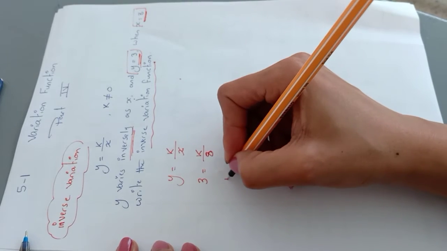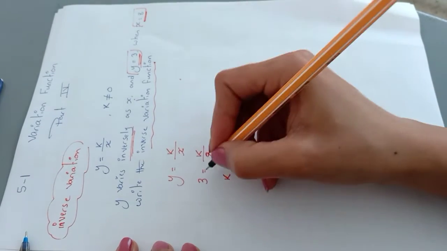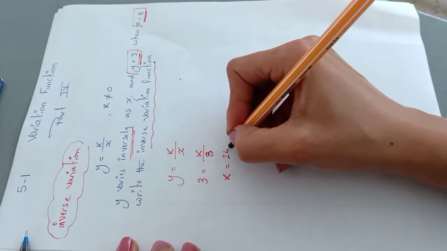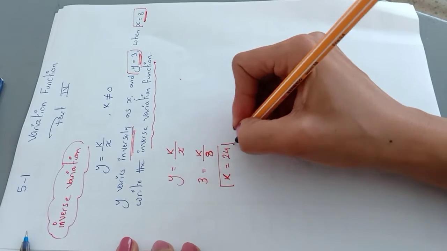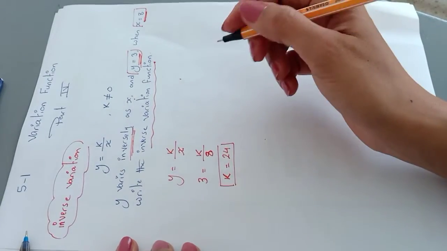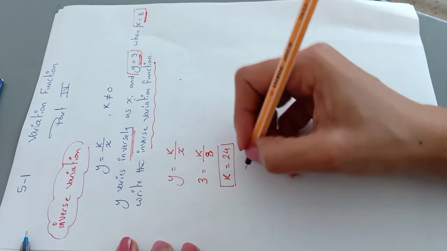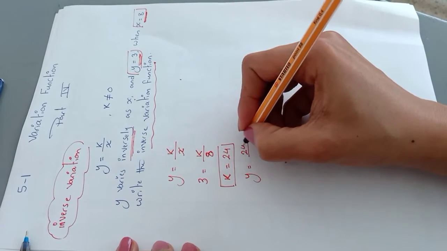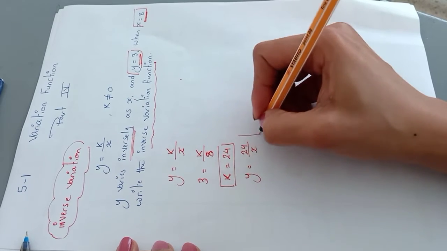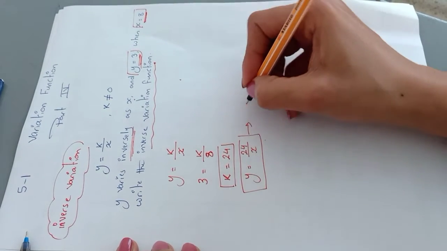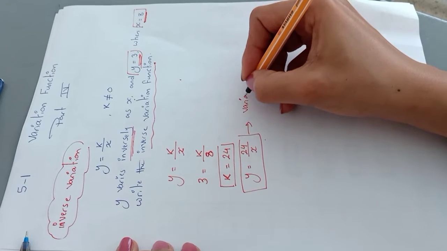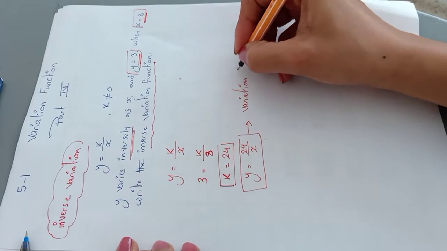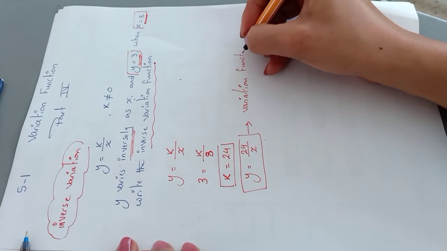So now k equals 3 times 8, k equals 24. This is the value of k. So now easily we can write the variation function, which is y equals 24 over x. This is the variation function.